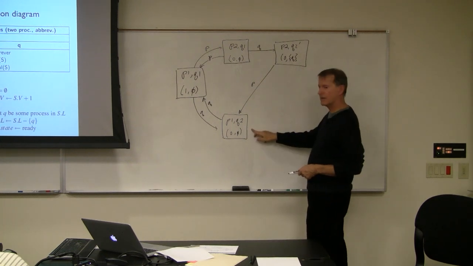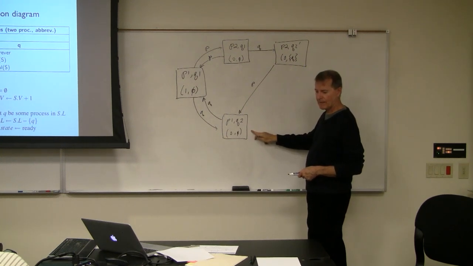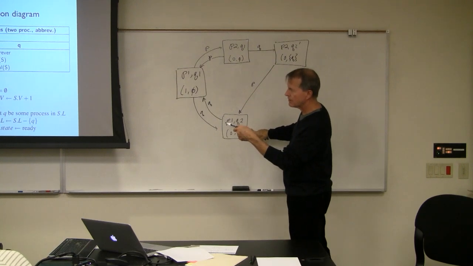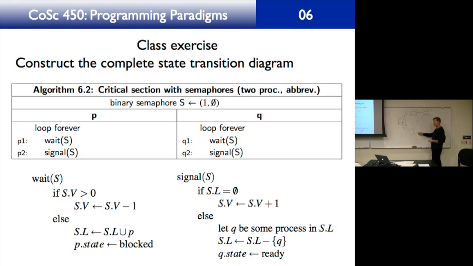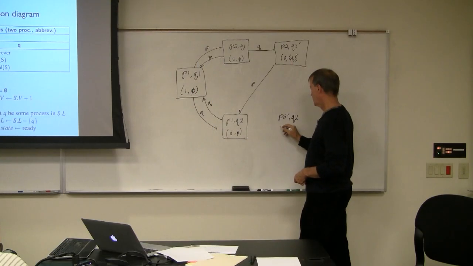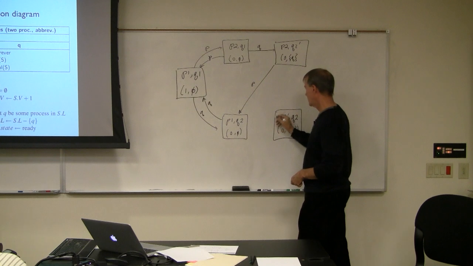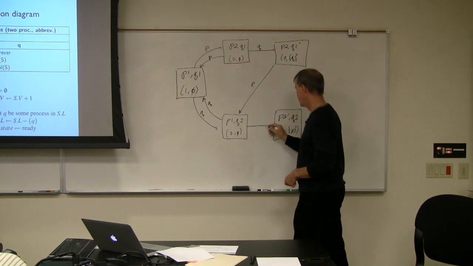Now, what about this one, Ray? If we're on this one and P executes. Now, what is P executing? Wait. So we go to P2 prime, Q2. Zero and P is blocked. You see how it put itself on that blocked Q? And that's what happens if we do a P here.